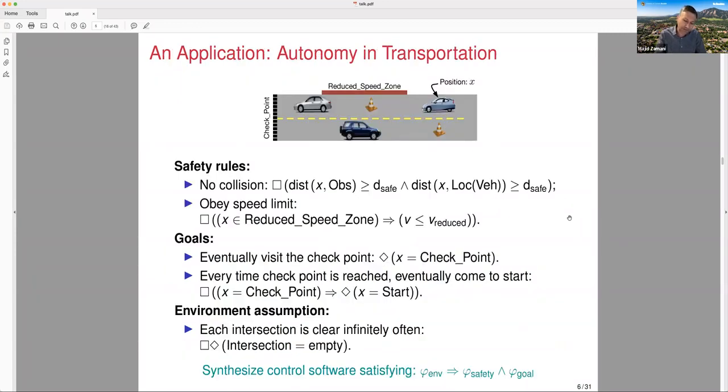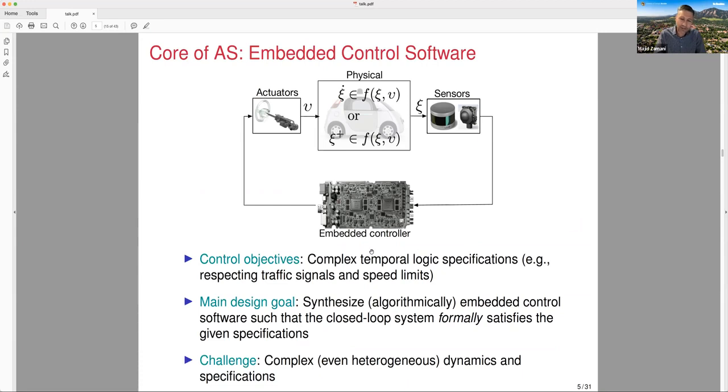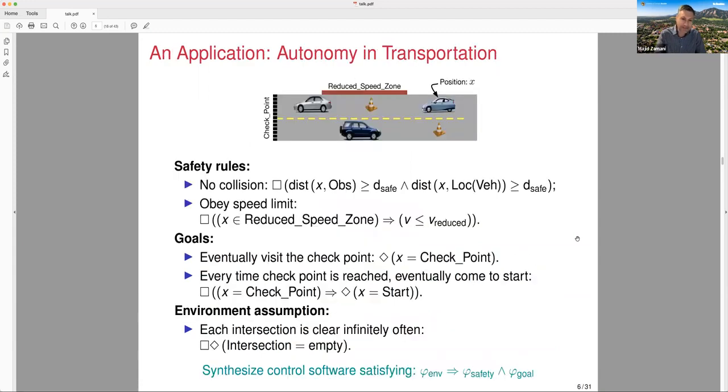In order to convince you that this temporal logic which I introduced here is good enough for deploying autonomous systems, here I provide a very simple example of autonomy in transportation. Let's say the autopilot that I designed should enforce safety rules. And what are those? No collision or obeying a speed limit. So you see, these are the corresponding linear temporal logic properties for these safety rules, which can be written very easily using these types of logics.